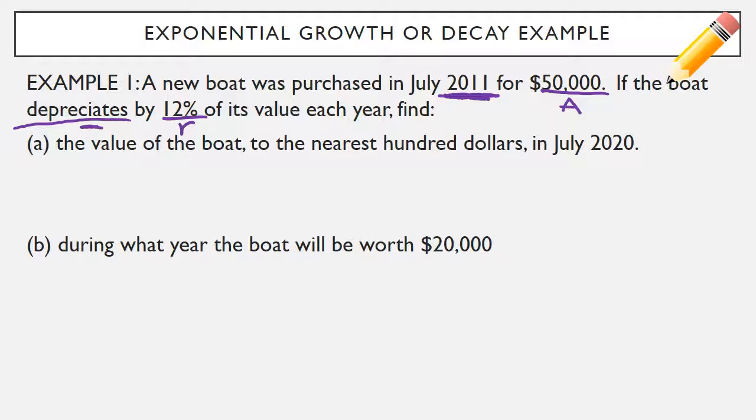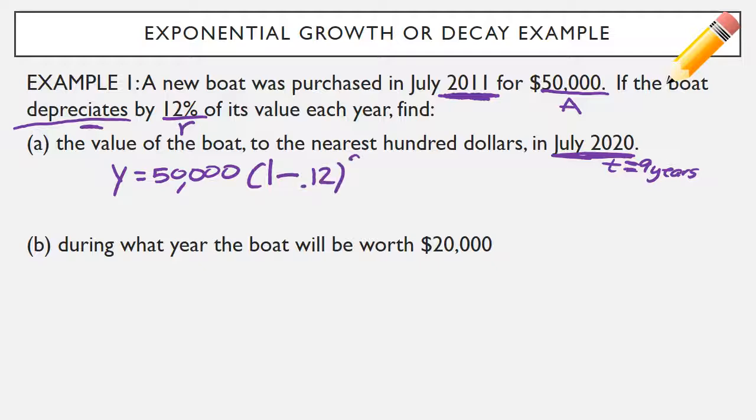So the first question is, I want to find the value of the boat to the nearest $100 in July of 2020. Now I feel like I've got two values of time here. If I started in 2011 and I'm going until 2020, my time is actually 9 years. So don't put in the years. We're not measuring from year 0. We're measuring 9 years of ownership. So in my formula, I've got my initial amount. I start with 100% of that, and I'm decreasing by 12% each year. And I want to know, how much is it worth after 9 years?